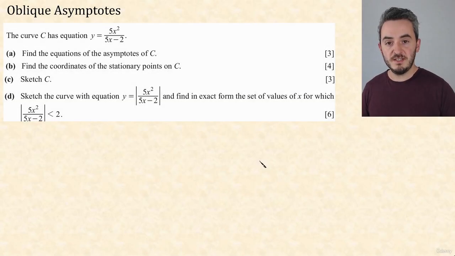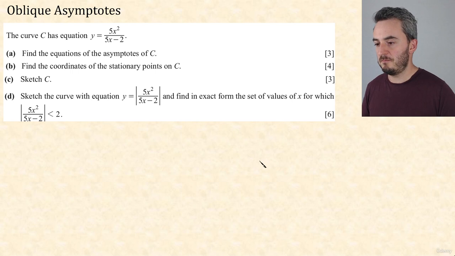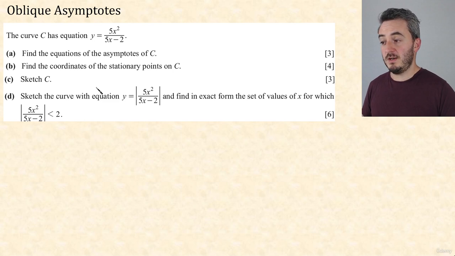In this video, we're going to continue looking at oblique asymptotes, and we're going to work through this chunky exam problem. So if you're feeling confident, pause the video and try all of this for yourself. So the curve C has equation y equals 5x squared over 5x minus 2. So immediately I see a top-heavy algebraic fraction with quadratic over linear. I know we're going to get an oblique asymptote.